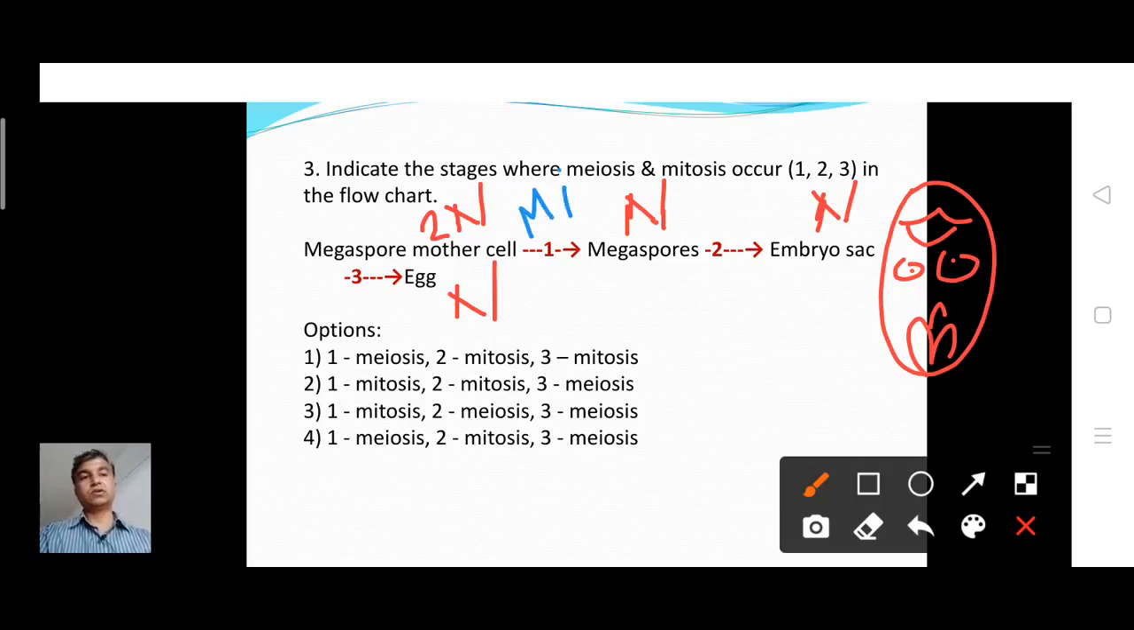Meiosis. Second one is mitosis. Third one is again mitosis.